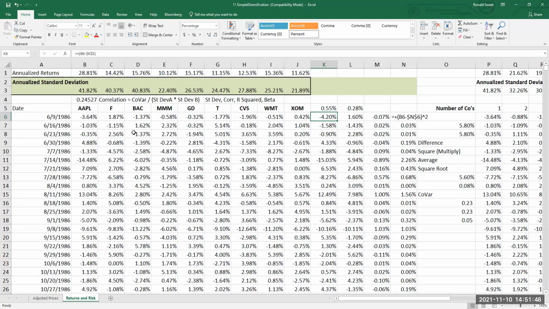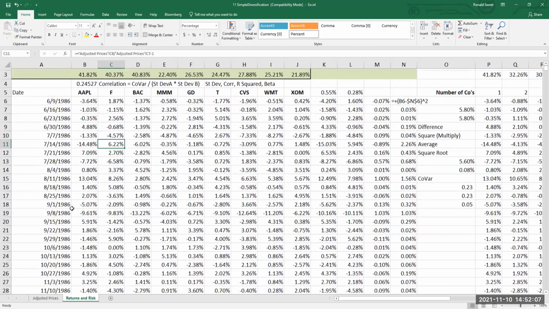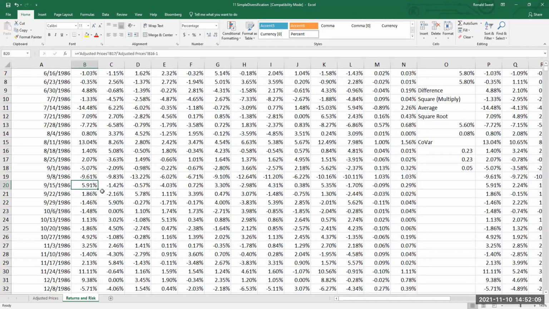So what this is saying, and the best way to look at this is Ford and Apple, they're only correlated like 0.23. And what that means is, you look here, Apple was down 14%, but Ford was up 6%. So Ford really reduced your risk. And then you come down here, Apple's up 5%, but Ford's down 1.2%. So there, Apple really helps you.